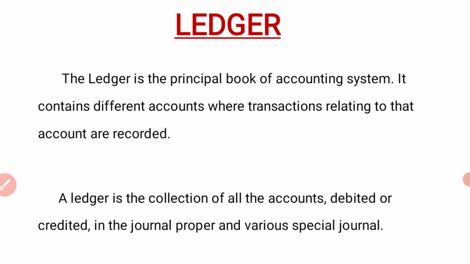So we have completed the first step by preparing the original book of entry called journal entries. Now let us start the second step, that is ledger accounts. Today we are going to discuss the meaning of ledger and the format, what contents are included in the format, and an example.